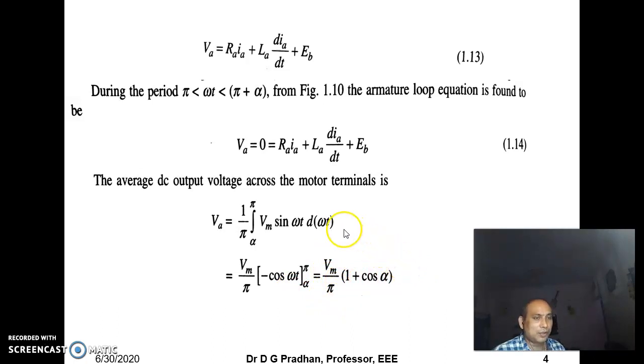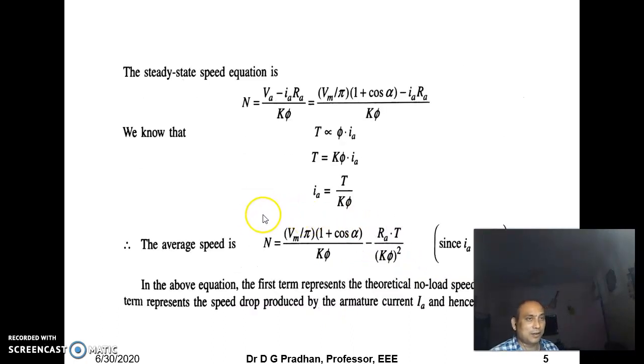Under the steady state condition, you can write the speed equation. In the machine we have studied, the speed of the DC motor N equals V minus IA RA divided by K phi. Substituting the output voltage here, we can write N equals Vm by pi (1 plus cos alpha) minus IA RA, divided by K phi.